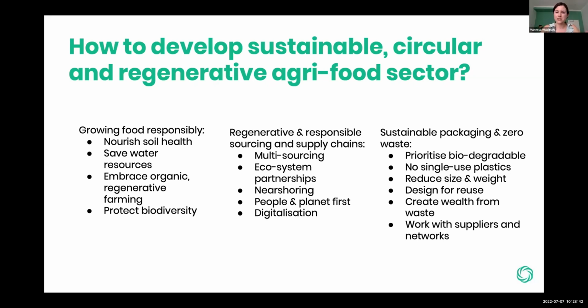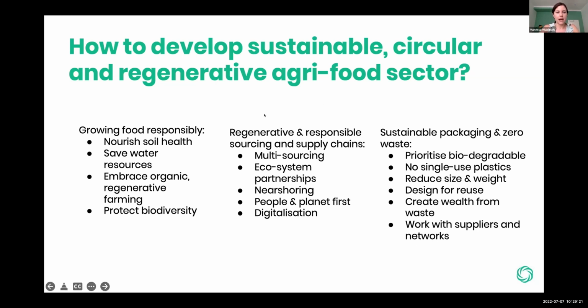And besides packaging, it is also important to look at the size and the weight of the shipping, and also to design so that all of that can be reused, and to look at things having in mind, how can this waste actually be a resource, and how can we create wealth through that? So how can we work with others? For whom can it be beneficial? And develop networks according to that.